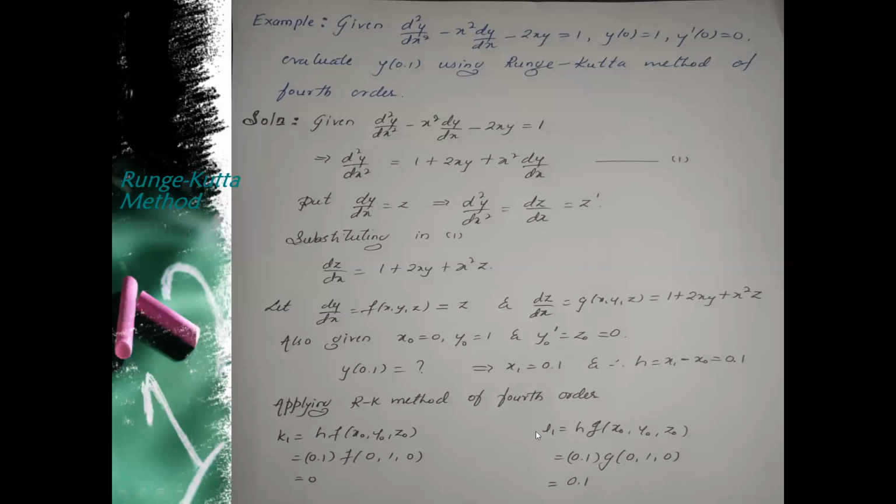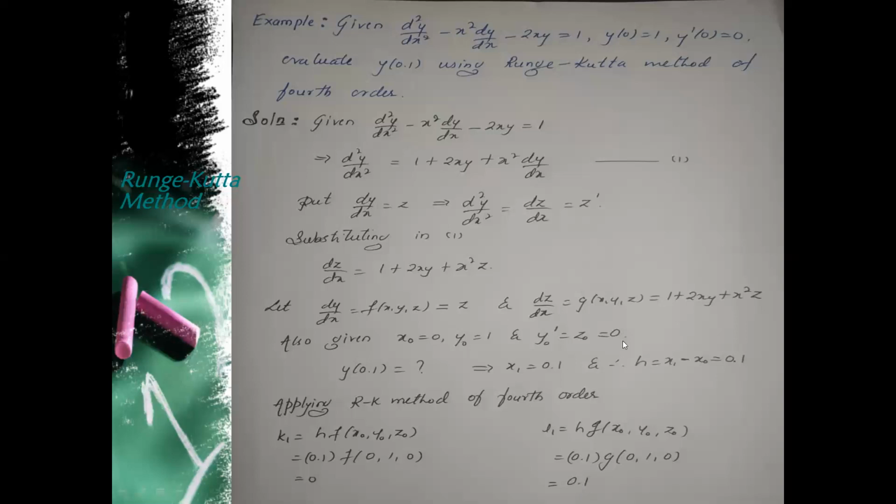Now we need to go for L1. So L1 is given by h into g of x naught y naught z naught. K1 is h into f of x naught y naught z naught, and L1 is h into g of x naught y naught z naught. So already we have written what are our x naught y naught z naught. Resubstitute those. It is 0, 1 and 0. Now evaluate the value of the function g at these values of x, y and z. You can write this equation in your calculator. Give the value of x as 0, y as 1 and z as 0. The value we get is 1. So L1 becomes 0.1.